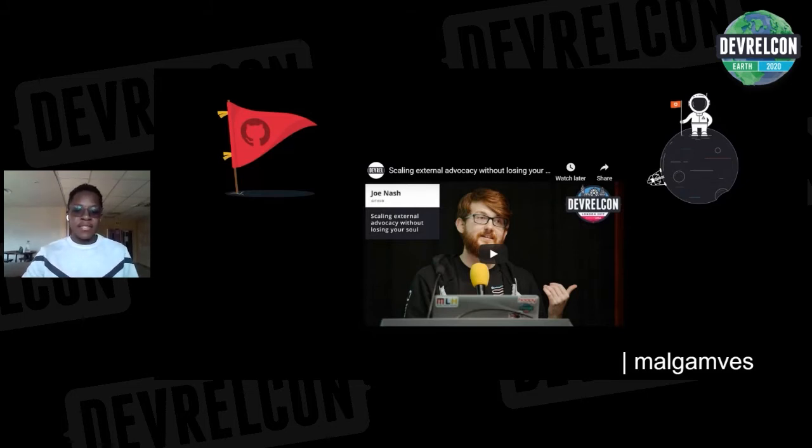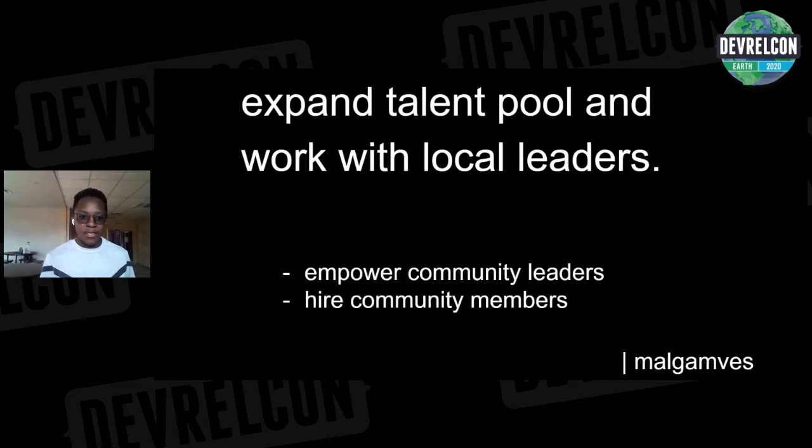This leads me to my second solution. Really expand your talent pool and try and work as much as you can with local leaders. This really just means empower your local leaders so that they can do something for themselves. Again, having sustainability in mind, and hire community members. In a lot of these places, if we look at what the core problem is in a lot of the communities, it could look like employment, it could look like opportunity, it could look like mentorship. And so you want to be able to empower local leaders, empower the community, and how do you do that?